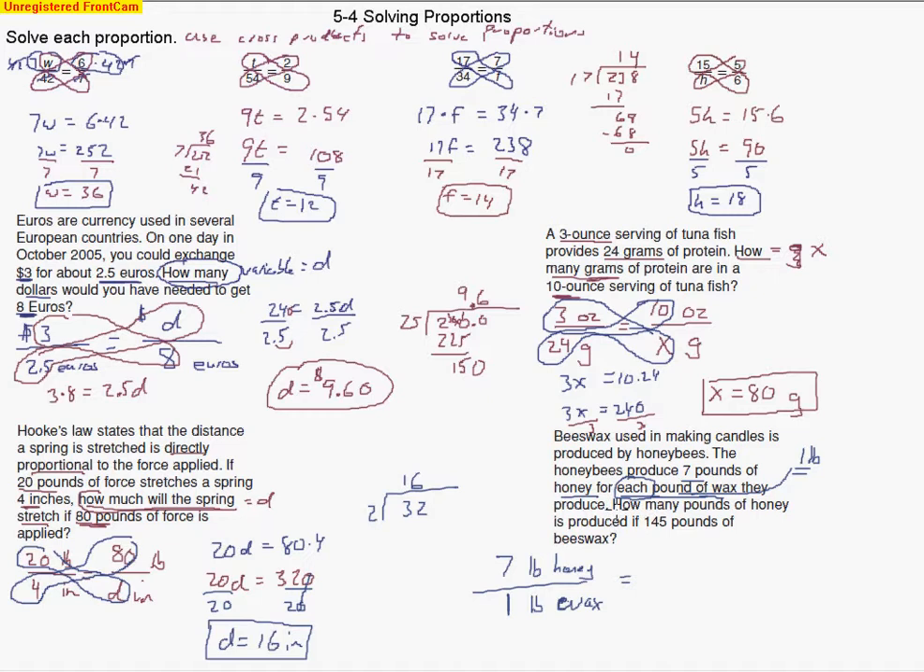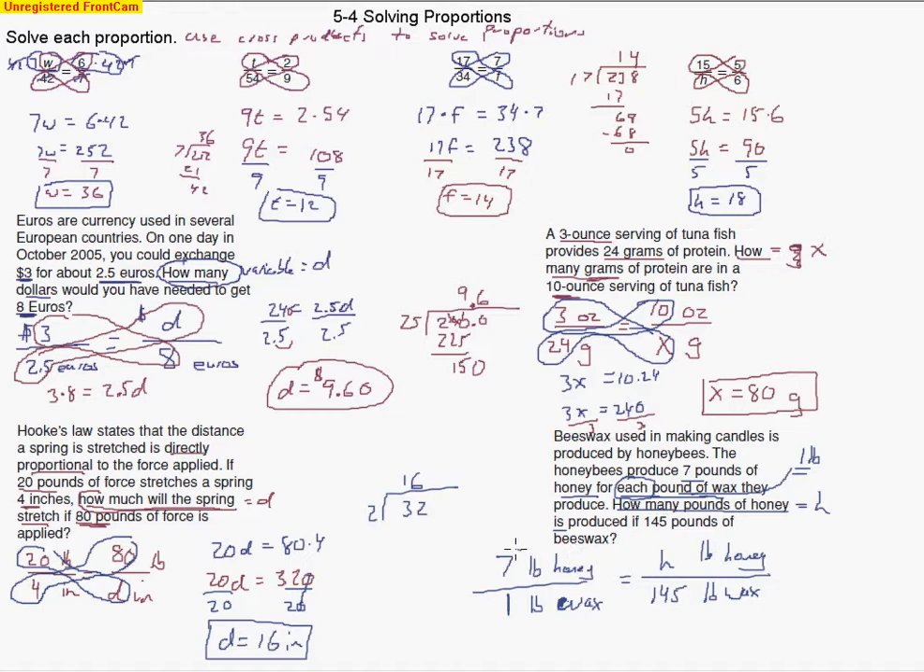So here's the question. How many pounds of honey? So we don't know. Let's call that H. So H pounds of honey is produced if we have 145 pounds of wax. So 145 pounds of wax. So notice again, you're always just lining up the units. So we've got wax on the bottom, honey on the top. And then you go ahead and cross multiply.